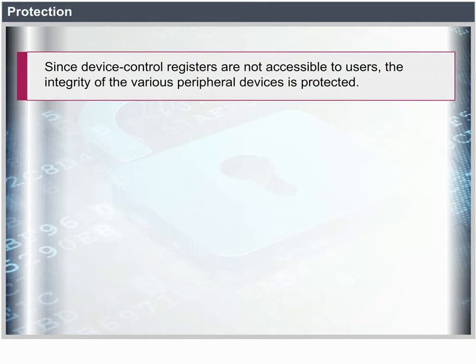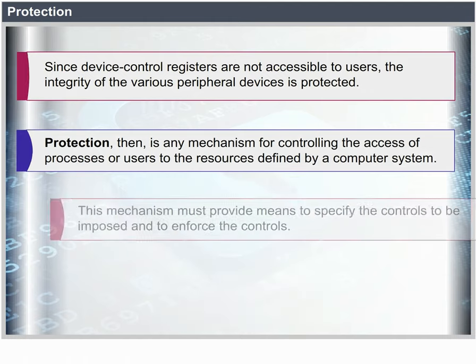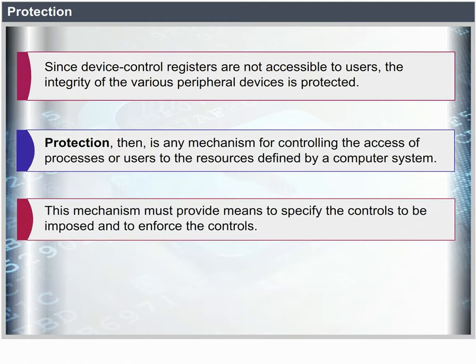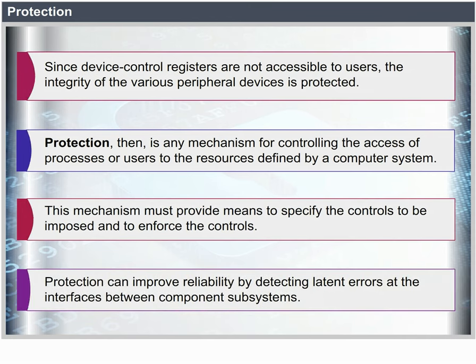Protection, then, is any mechanism for controlling the access of processes or users to the resources defined by a computer system. This mechanism must provide means to specify the controls to be imposed and to enforce the controls. Protection can improve reliability by detecting latent errors at the interfaces between component subsystems.